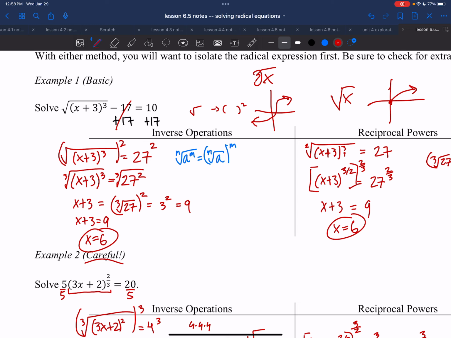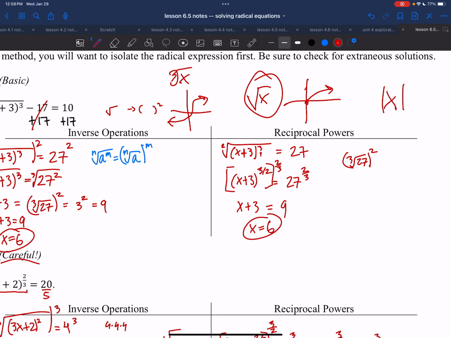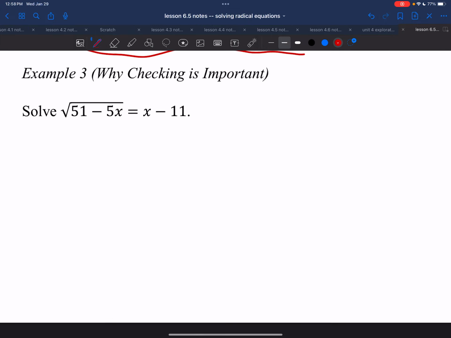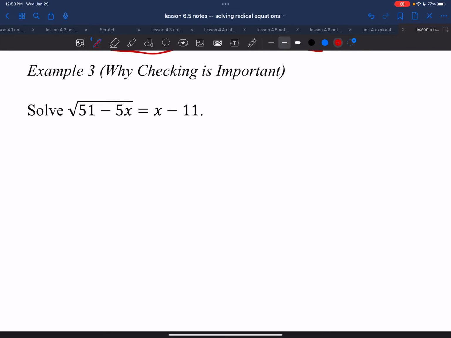It also lets you know, if you got an answer and you plug it back in and it didn't work, well, then that wasn't the answer, right? It's not a bad idea to check to see if your answer works, yeah? But just know, when you're dealing with square roots, it's possible to get a false answer. And example 3 down here will actually show that. So I'm going to demonstrate that here, okay? This also brings back some of the other skills you've done in previous lessons, okay?